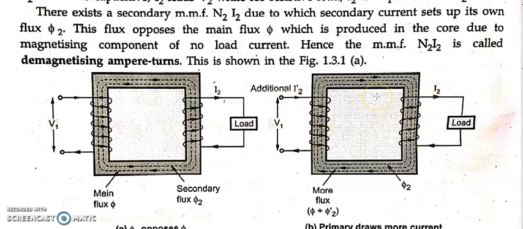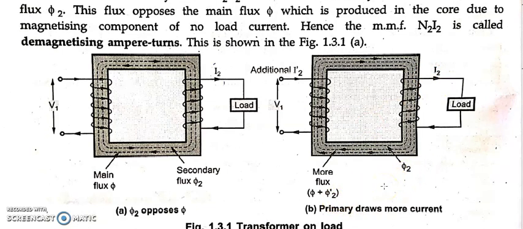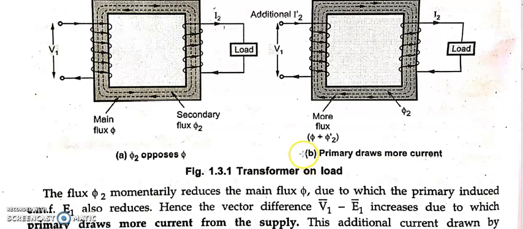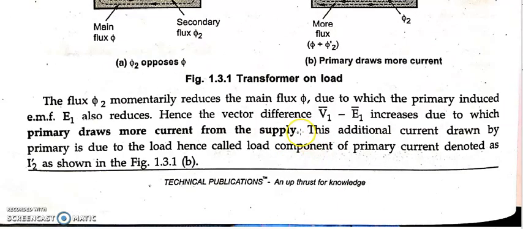So both are opposite to each other. So what happens? The flux due to I2 dash as well as flux due to I1, which is not shown here, are both in the same direction, but flux due to I2 is opposite to the additional current I2 dash. So the flux due to I2 dash as well as flux due to I2 will cancel out each other. So phi 2 dash and phi 2 will cancel out each other. Only the net resultant flux, phi, will remain at the end.